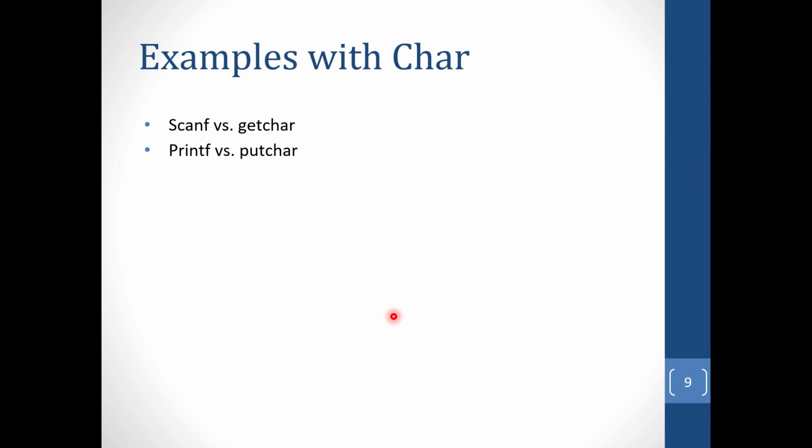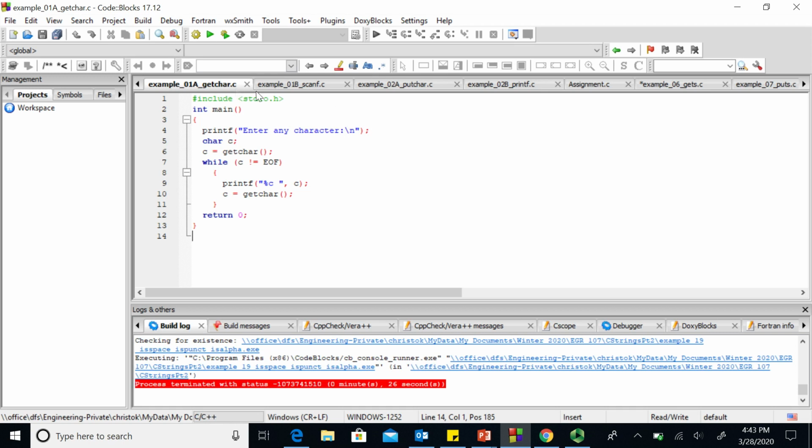Okay, so let's look at some examples really quickly using those functions we just talked about. Okay, so here I have a really quick example on just how getChar works. I have to print my instructions to the screen, and then I declare my char, it's called C.